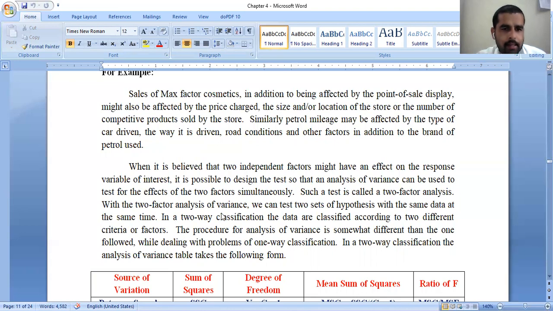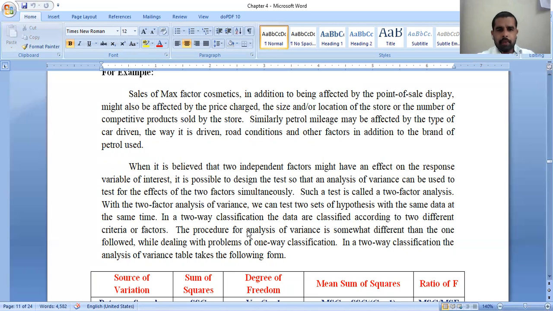With a two-factor analysis of variance, we can test two sets of hypotheses. The question itself says whether one factor or two factors are involved. Based on these two sets of hypotheses, we can test two sets of hypotheses with the same data at the same time. The same data and the same question will be there, as in one-way ANOVA classification, but two sets of factors will be given, and the analysis will depend on those two sets of factors.